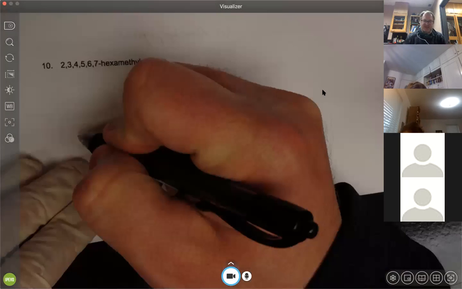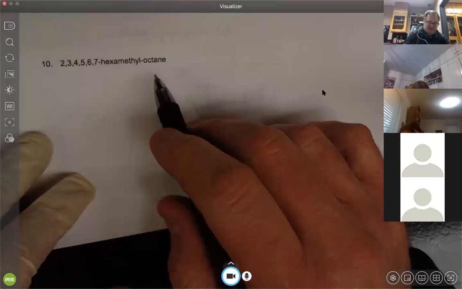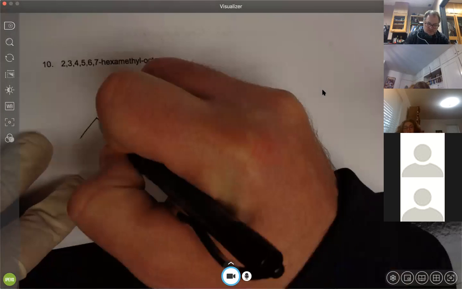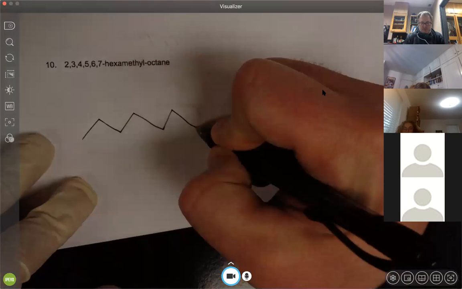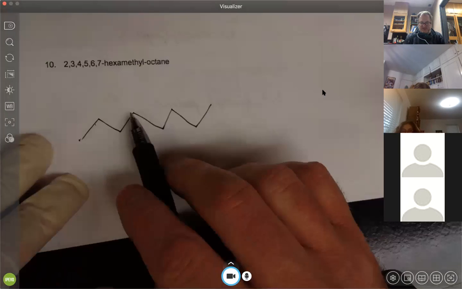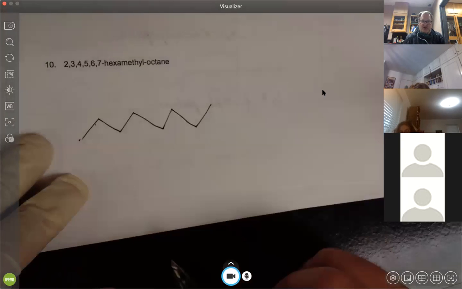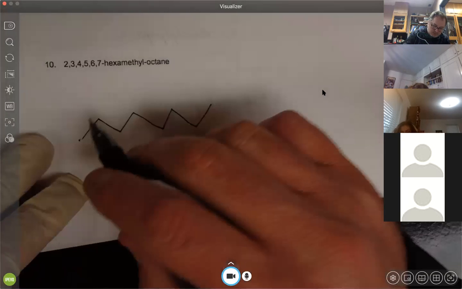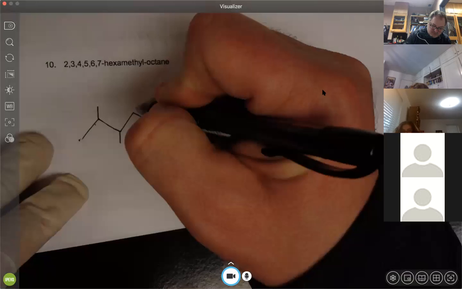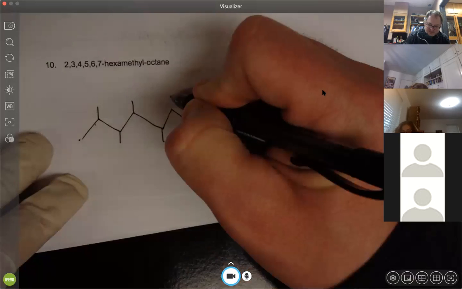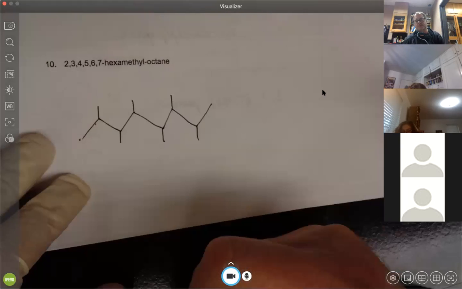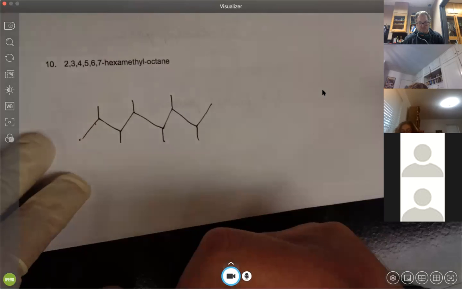So to make the octane, that means we're going to have 7 sticks. 1, 2, 3, 4, 5, 6, 7. 1, 2, 3, 4, 5, 6, 7, 8 points, right? 1, 2, methyl, 3 methyl, 4 methyl, 5 methyl, 6 methyl, 7 methyl.